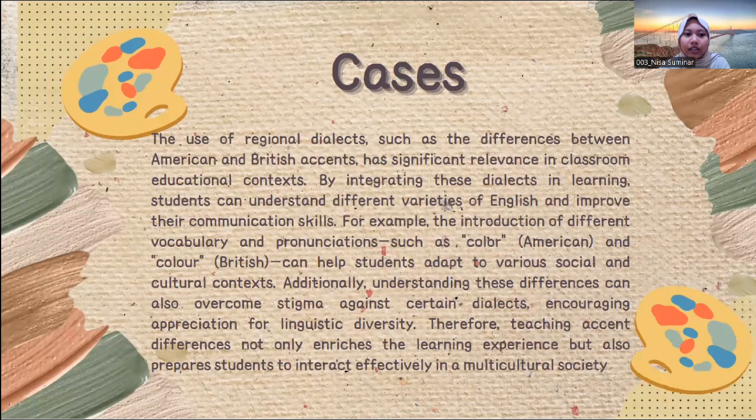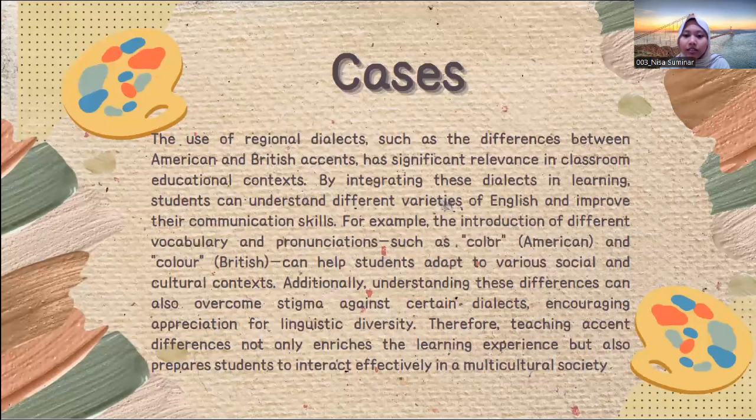Next, cases. The use of regional dialects, such as the difference between American and British accent, has significant relevance in the classroom educational context. By integrating this dialect in learning, students can understand different varieties of English and improve their communication skills. For example, the introduction of different vocabulary and pronunciation, such as color in American and colour in British, can help students adapt to various social and cultural contexts.